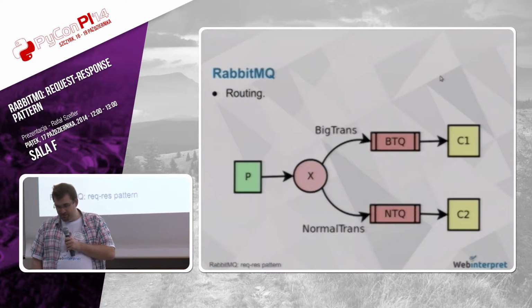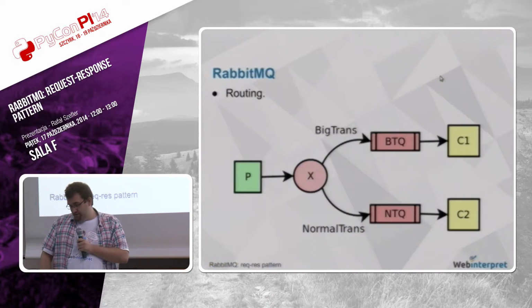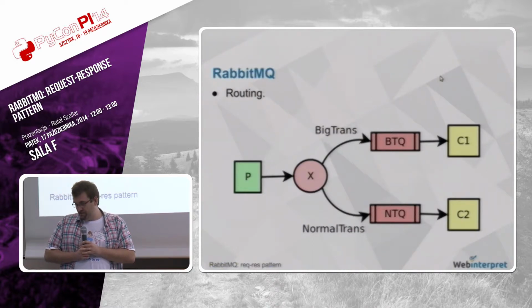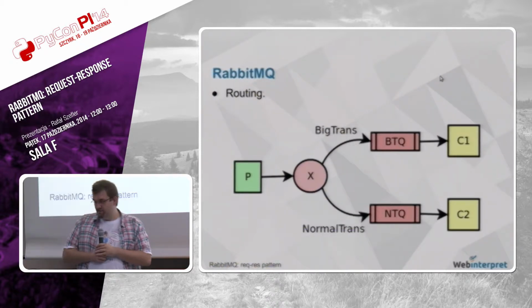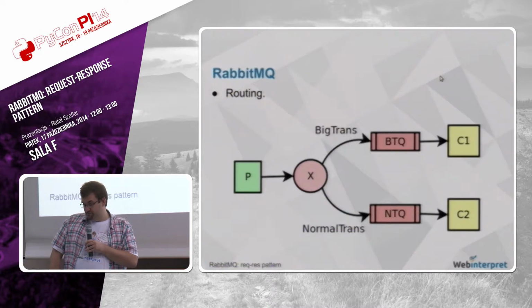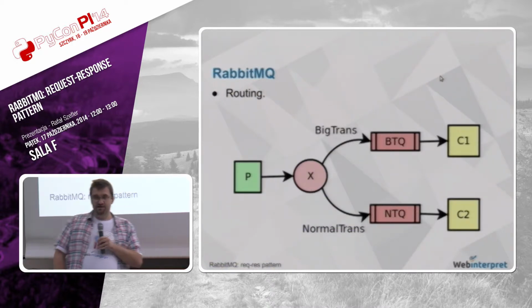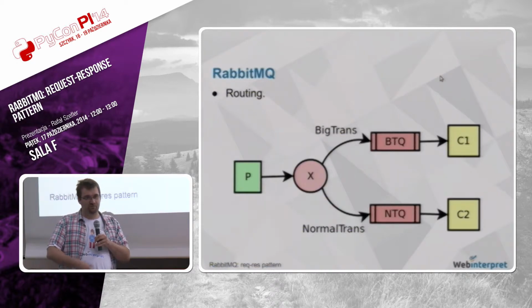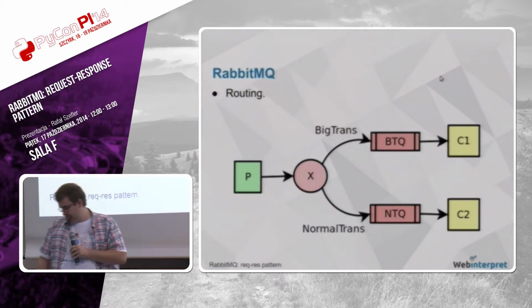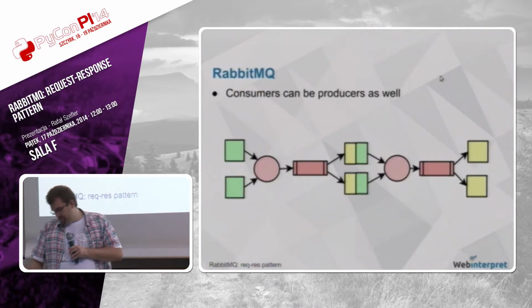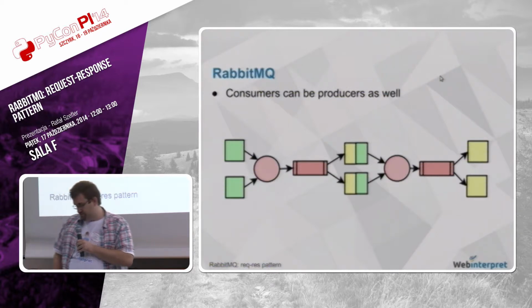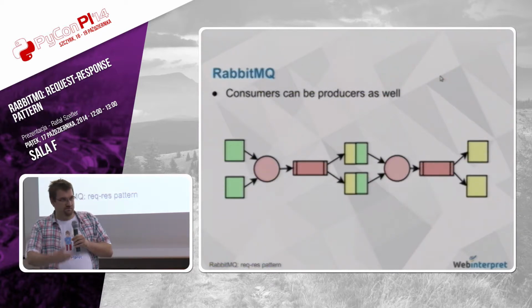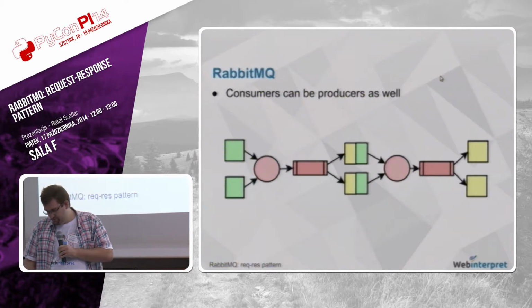RabbitMQ supports routing, so not all messages have to be passed down every arrow. There is something called a routing key, with which each message can be tagged. So for example, in this diagram, we have messages tagged as big trans and normal trans. And whenever there is a message with this tag, it will go to one of the queues, but not to both. Consumers can be producers as well. There's no problem. We can just publish another message from a consumer once it finishes consuming.